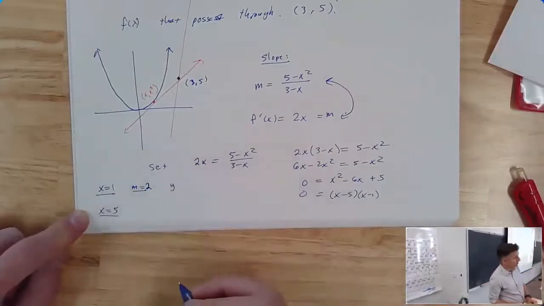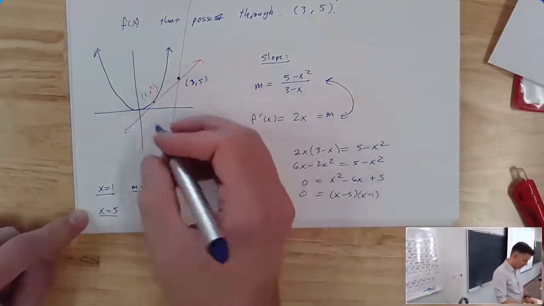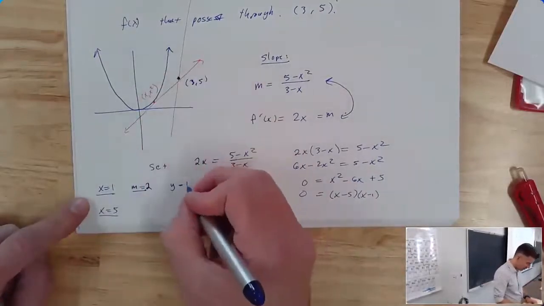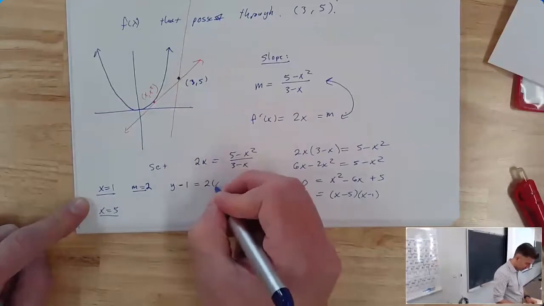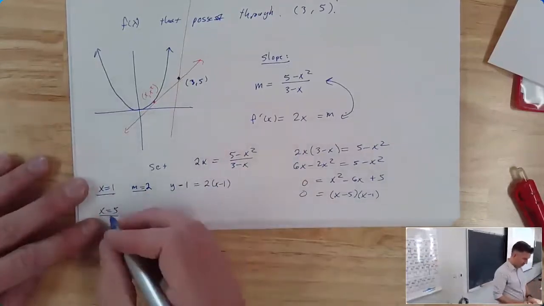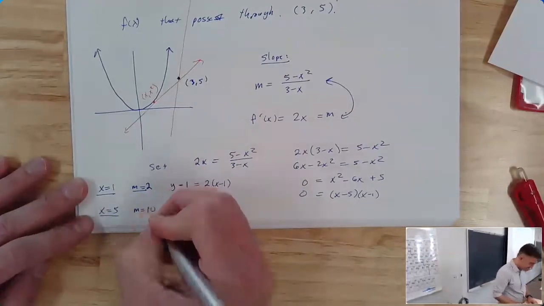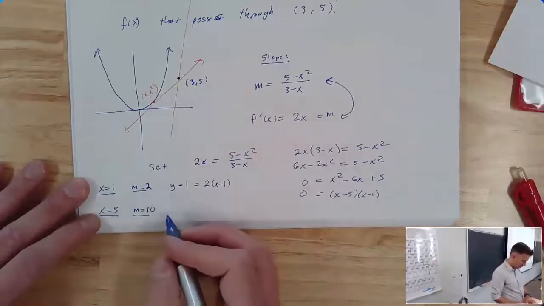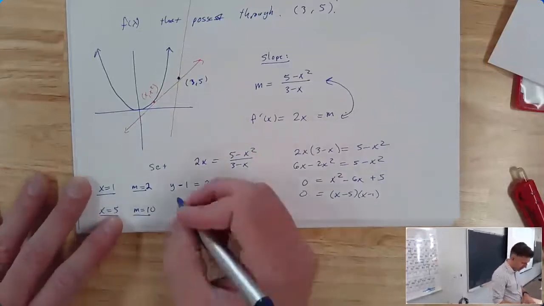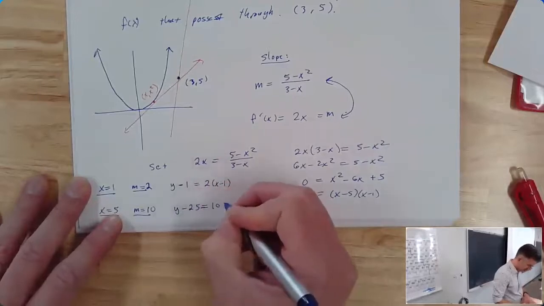So here our slope is going to be 2, and our equation is going to be y minus the y coordinate, which is 1, because if you're plugging in 1, the y coordinate is 1, equal to the slope times x minus 1. And then you can find y, but I don't want to do that. Or if your x value is 5, your slope is 10, and your y coordinate is 5 squared, which is 25. So your equation is y minus 25 equals your slope times x minus 5.